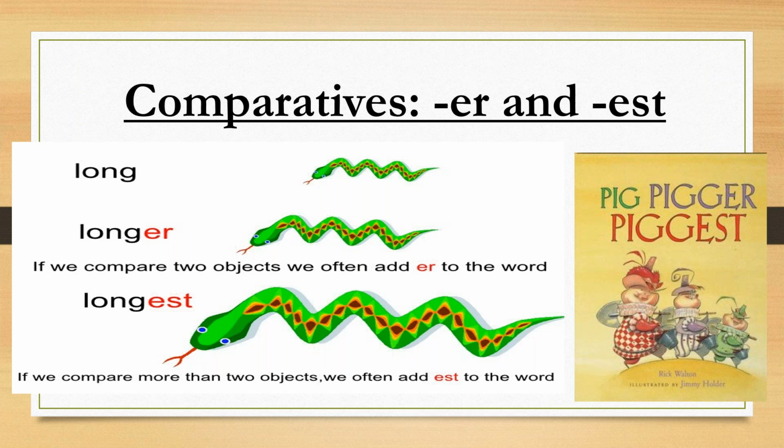You can involve the children too. Have 2 children stand up and compare their height. Then add the third student of varied height to make the comparison with EST. For example, Patrick is shorter than Henry, ER, but Eva is the tallest, EST, of the 3.